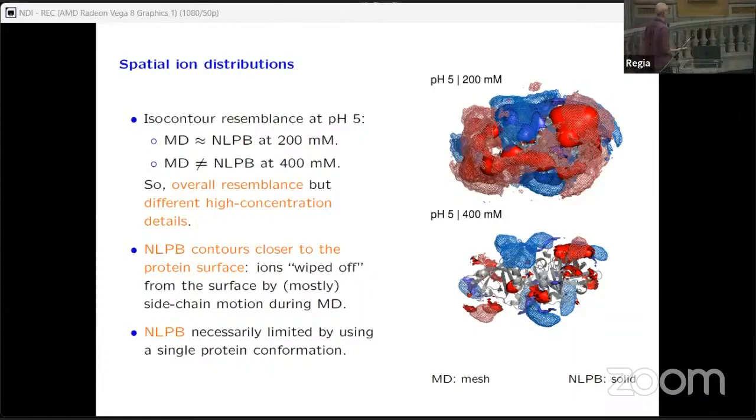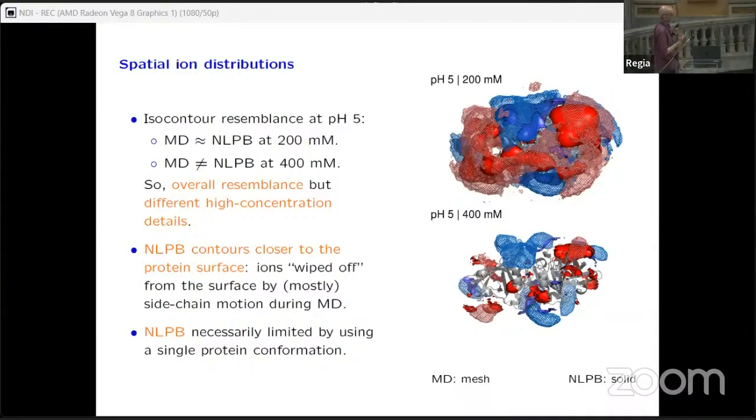Although there are some differences, of course, and one of them, which is more or less expected, is that the Poisson-Boltzmann is obviously done with a single structure, so you are stuck with that structure. In the case of the MD, where the grid of concentrations was built taking all the snapshots, the side chains of the protein in a sense wipe off the ions on average. So it's interesting because one of the effects is that the nonlinear contours, which are the solid ones, usually go closer to the protein than the MD ones. If you think about it, it's not that surprising because of this wiping effect, of the motion of the side chains mostly.